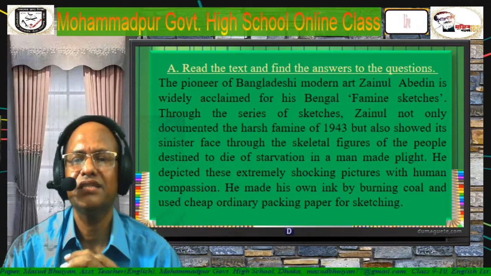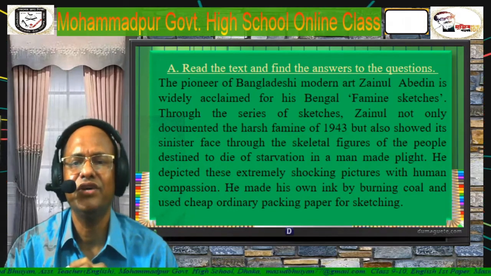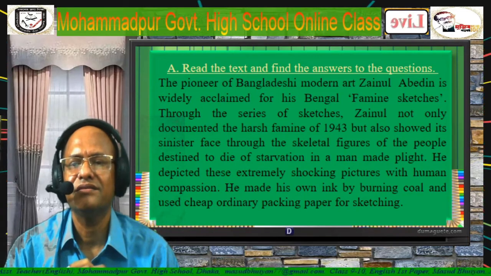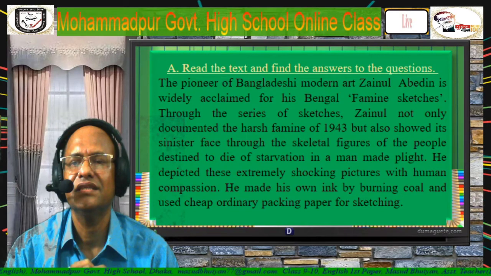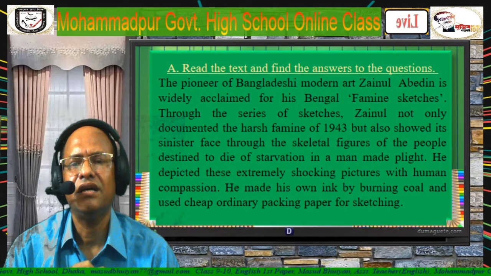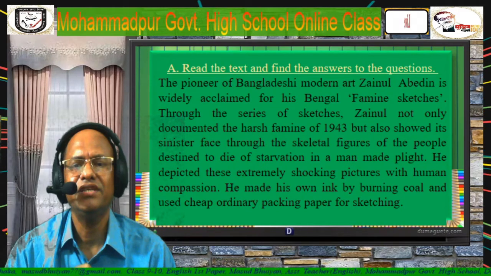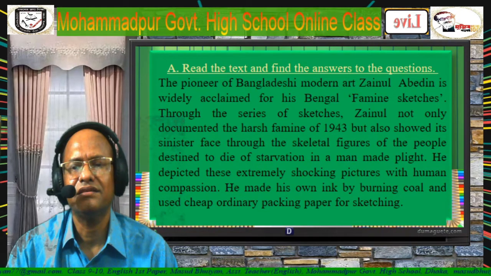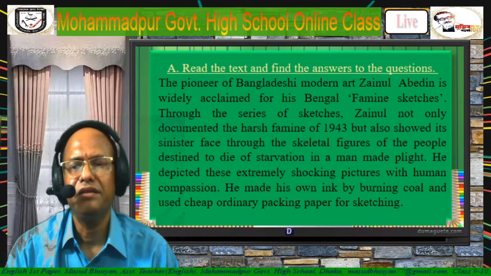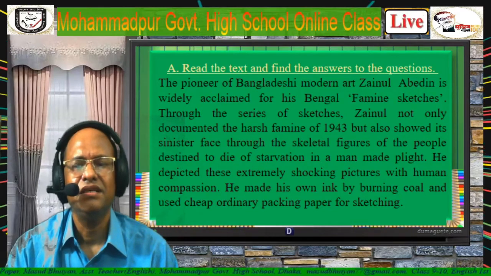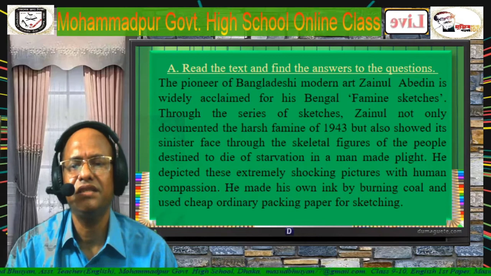The pioneer of Bangladeshi modern art, Zainul Abedin, is widely acclaimed for his Bengal famine sketches through a series of sketches. Zainul not only documented the harsh famine of 1943, but also showed its sinister face through the skeletal figures of the people destined to die of starvation in a man-made plight. He depicted these extremely shocking pictures with human compassion.